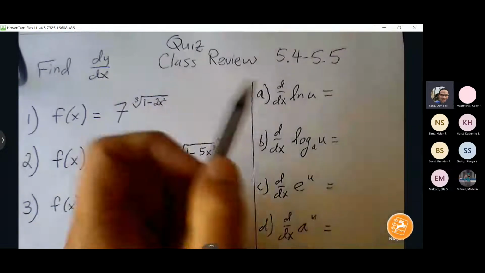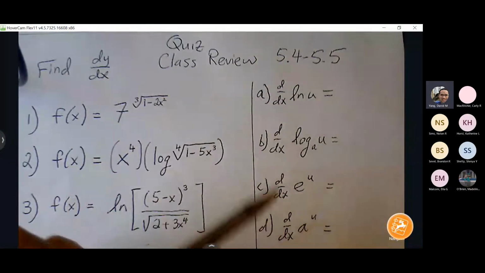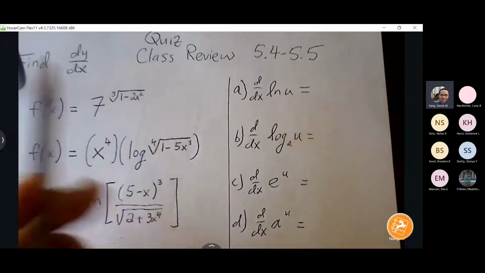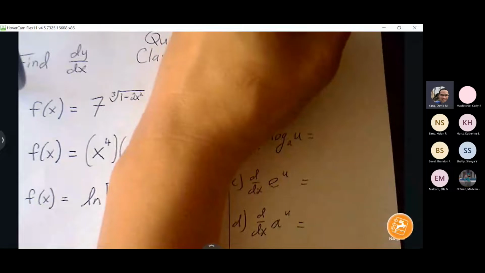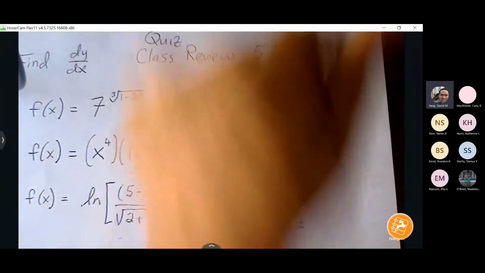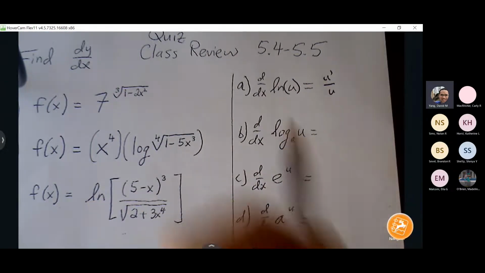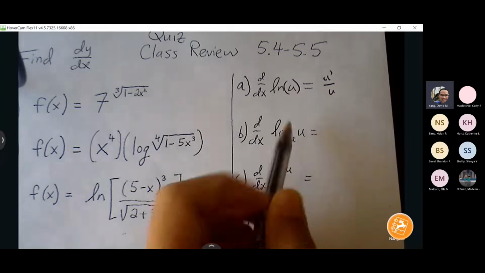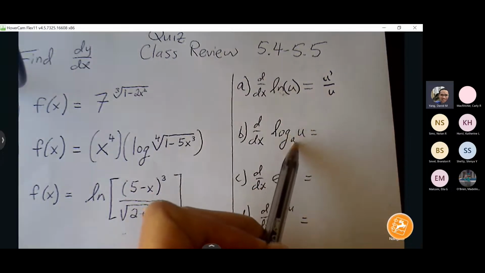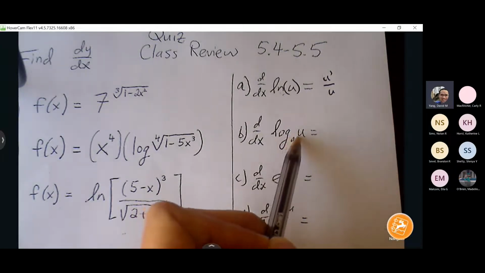Okay, so let me just start off by reviewing the rules. These are the 4 new rules that we need to be responsible for. So natural log of u, derivative is just u prime over u. Your u value is whatever is inside your natural log expression. Okay. Log base a of u, so natural log is base e. Base a would be bases other than e, so like base 2, base 3, base 5.